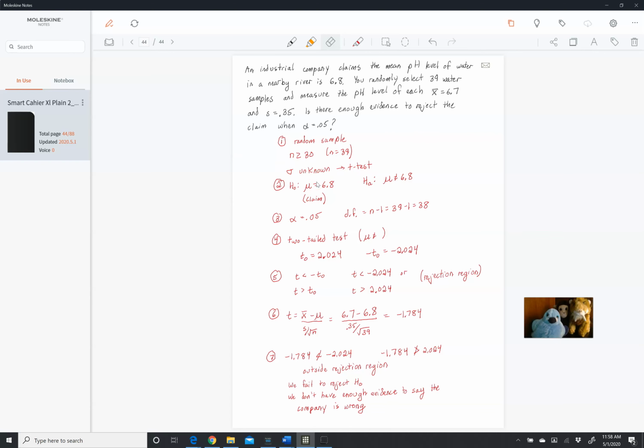And in the next lecture, we're going to be looking at, in these last two lectures, we looked at how to do tests for the mean. In the next lecture, just like in confidence intervals, we're going to look at how to do tests for population proportions. Okay, so this is it for today.